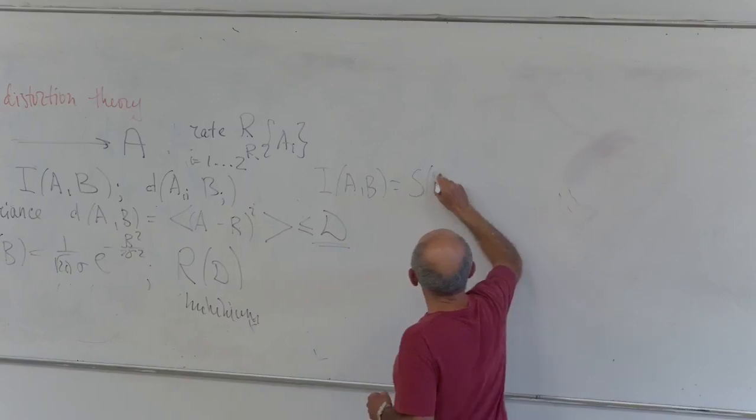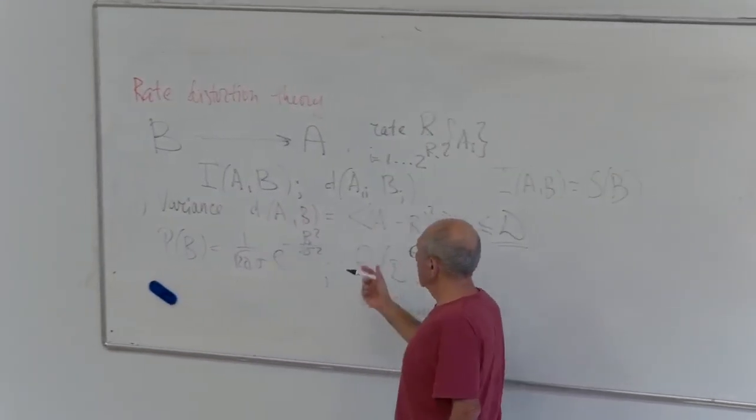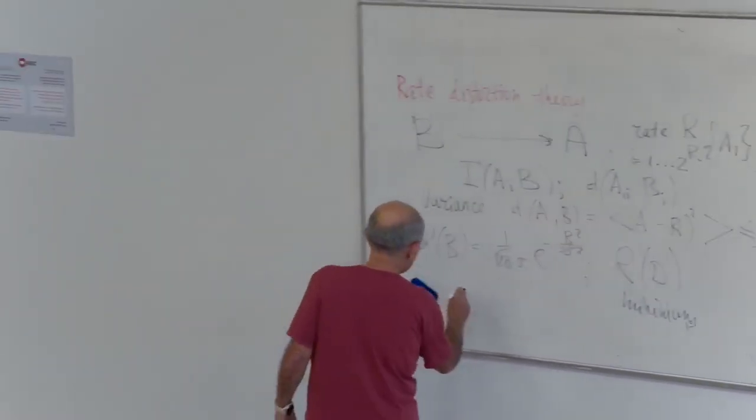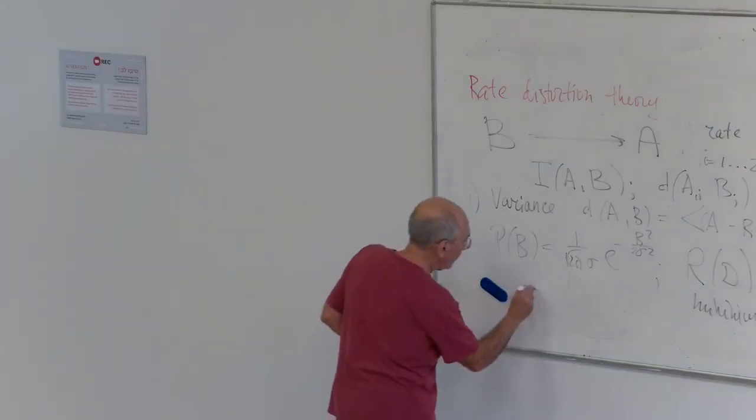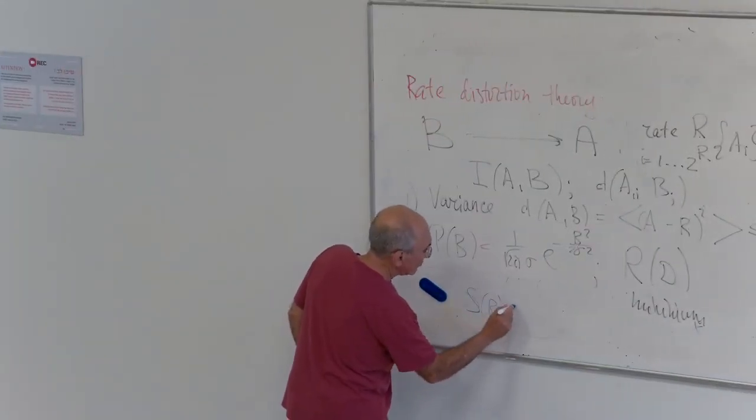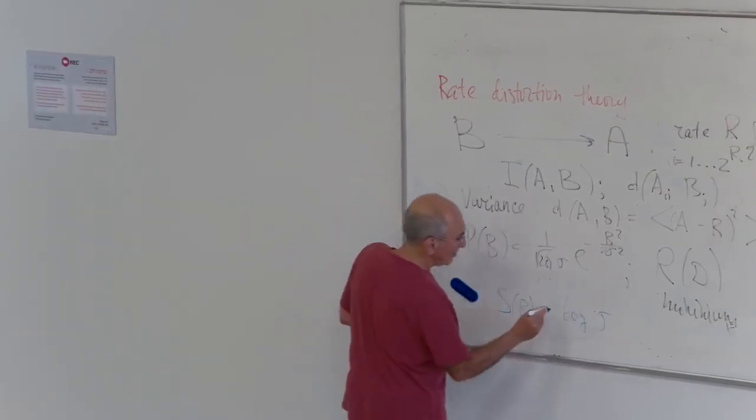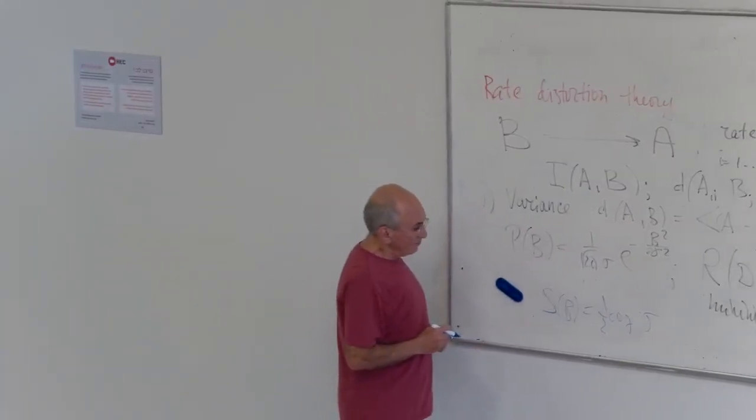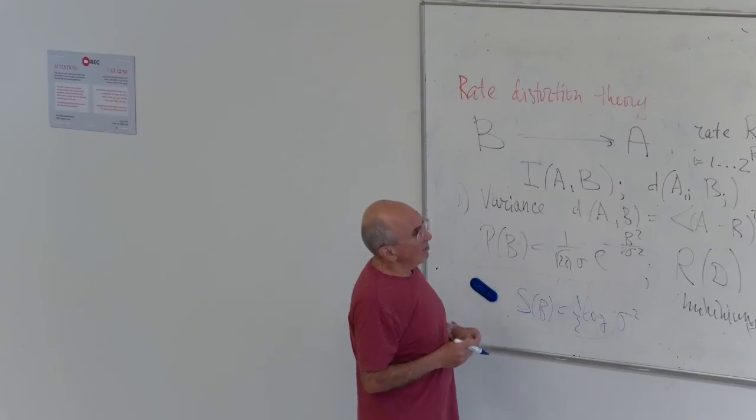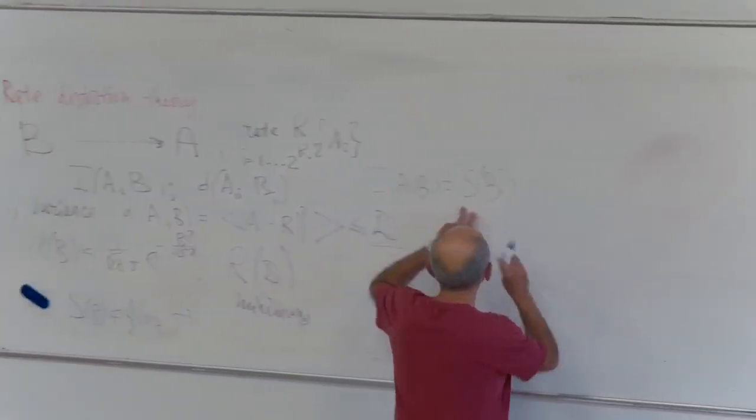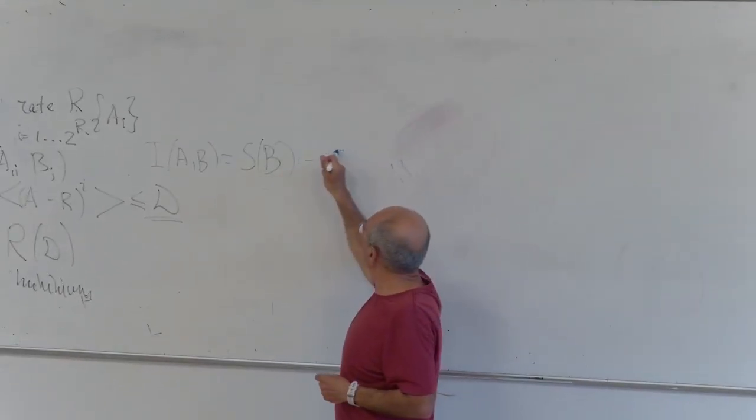But we know what the mutual information between A and B is. It's S of B, which is given by whatever statistics P. In this case, we know P of B, so we know S of B. S of B is given. It's just a Gaussian, a logarithm of sigma, with all the pi's and e. But mutual information is not S of B. It's S of B minus what? S of A under B.